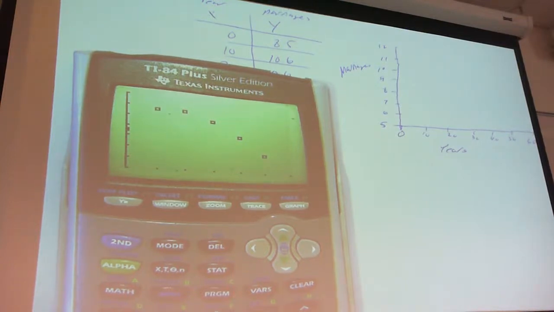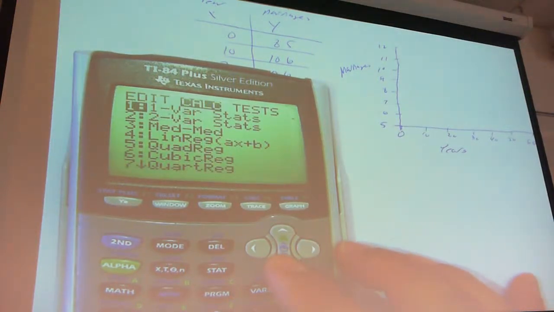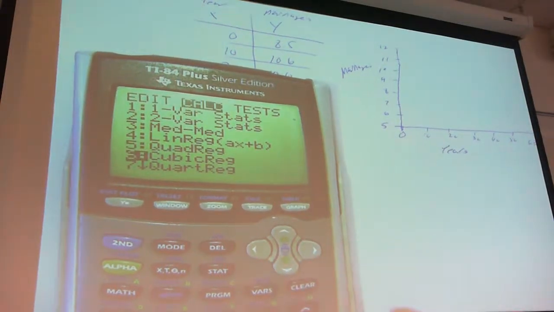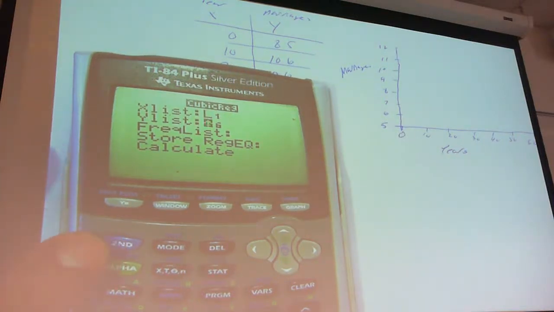What button do I push? Stat, then to the right for calculate. All the regressions are here. We're not doing linear number 4, we're not doing quadratic number 5, we're doing cubic number 6. Okay? Now remember, we don't always use 1 and 2, but we can. But it wants to know X and Y. X is list 1, Y is list 2.